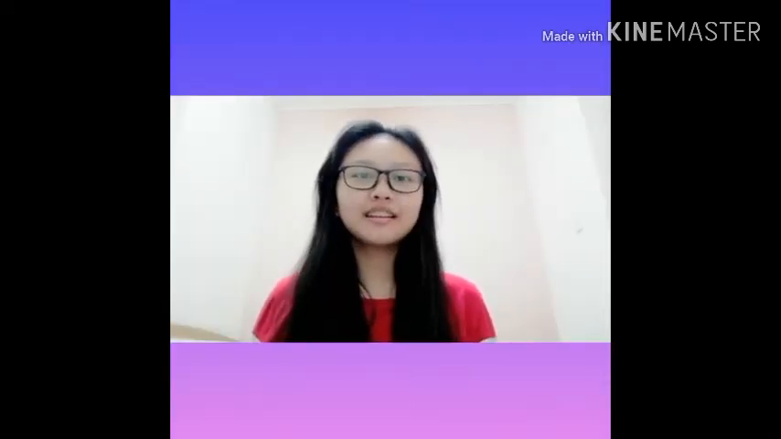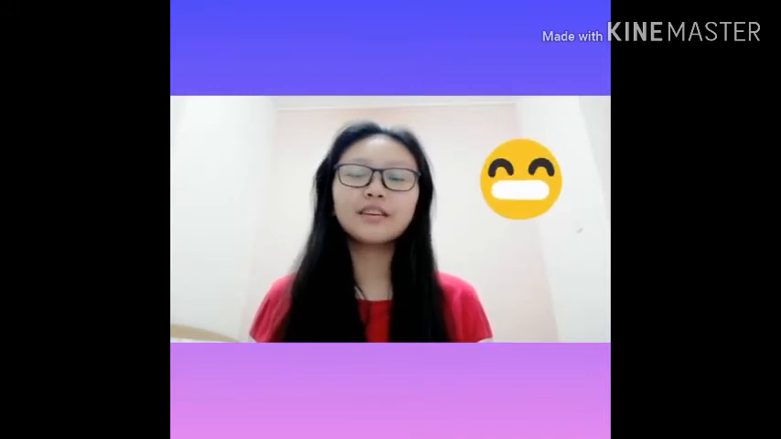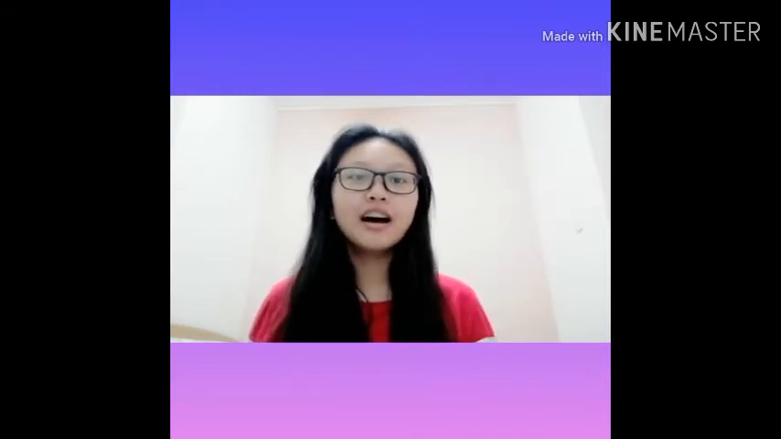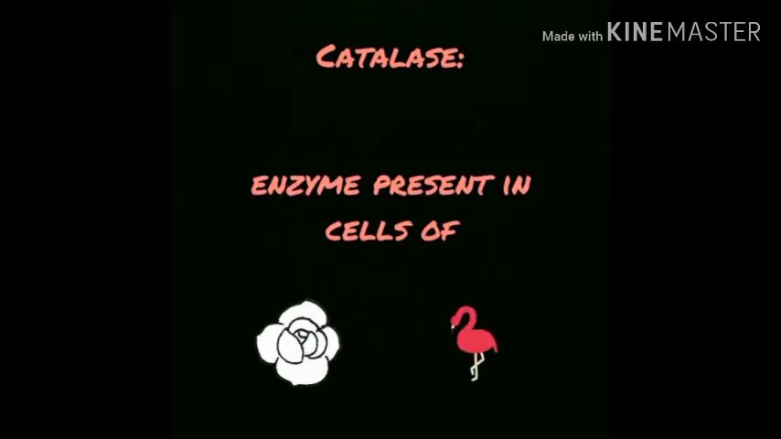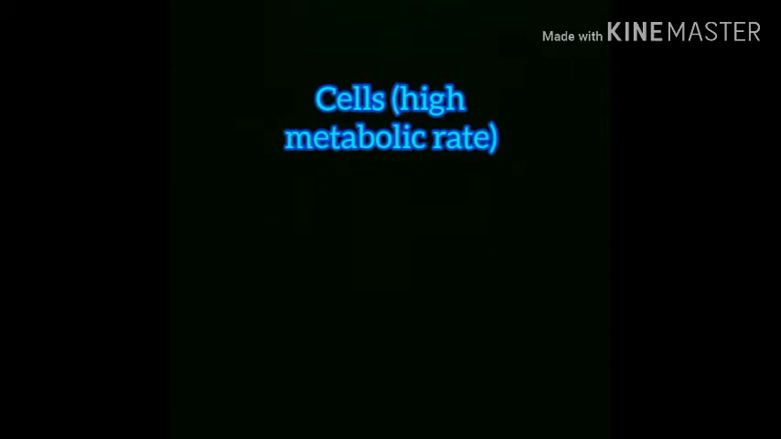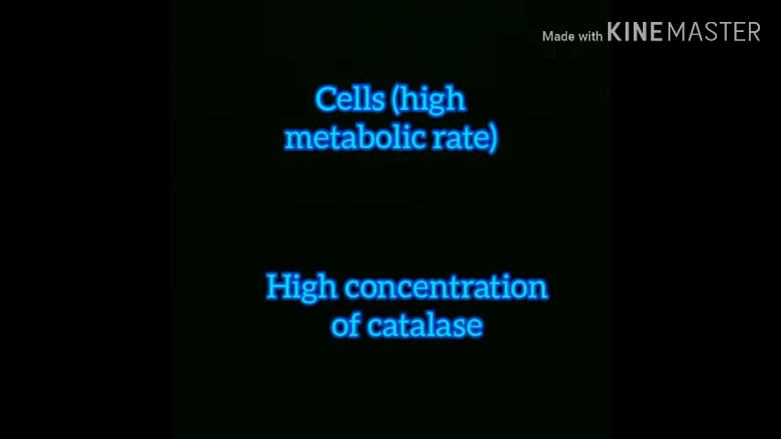Today, I'll be carrying out an experiment to investigate the action of catalase. Before we start, I'd like to tell all of you about catalase and hydrogen peroxide. What is catalase? Catalase is an enzyme present in the cells of many plants and animals. Cells with high metabolic rates have a high concentration of catalase.